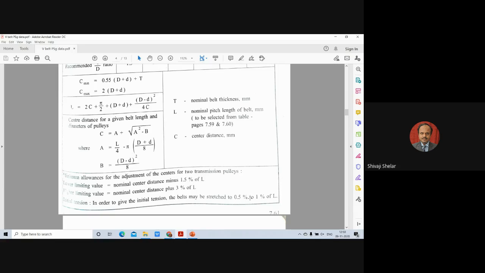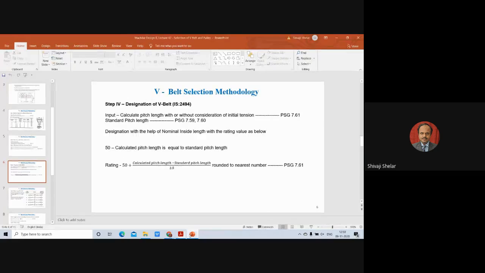If you don't consider initial tension, then whatever comes from this formula becomes the standard value. But in a practical application, we have to consider the initial tension. So you have to shorten this length by at least 0.5%, and in some cases you have to shorten this length by 1%. So this we have done. This exercise can be done using page 7.61.